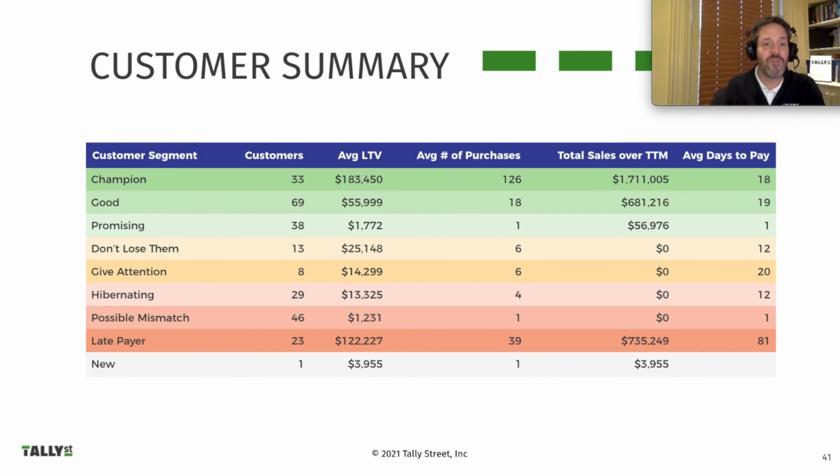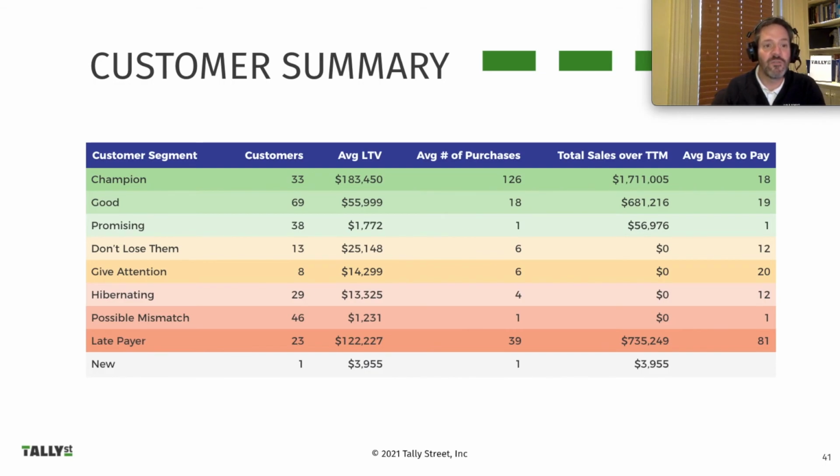And they've also bought very frequently, 126 times over their lifetime. And in the last 12 months, the trailing 12 months, TTM, they continue to be good customers, generating, in this case, $1.7 million of sales over that time period. And they pay well, taking an average of 18 days to pay.